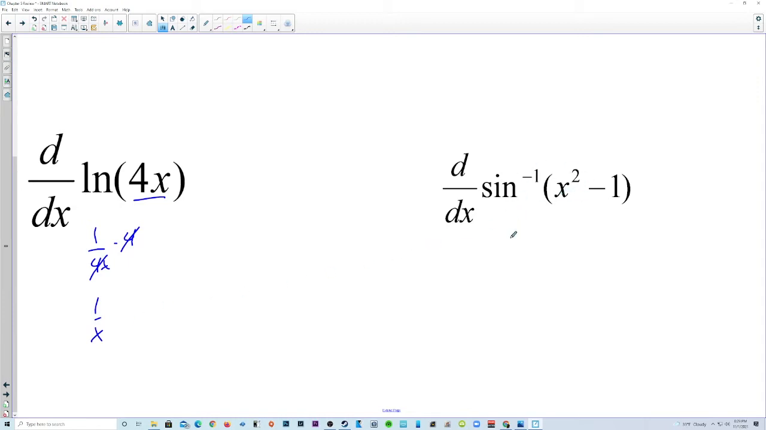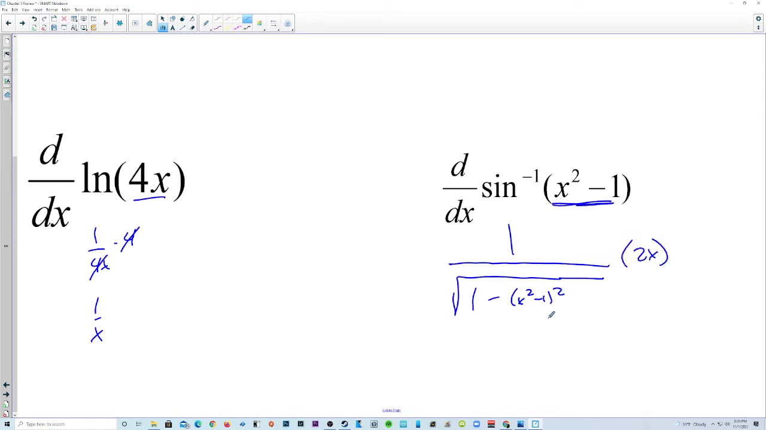The derivative of inverse sine would be 1 over the square root of 1 minus this thing squared, x squared minus 1 squared, and then times the derivative of the inside, which would be just 2x. So we have 2x over square root of 1 minus x to the 4th minus 2x squared plus 1. And then we'd have 1 minus 1, so the 1's would go away.